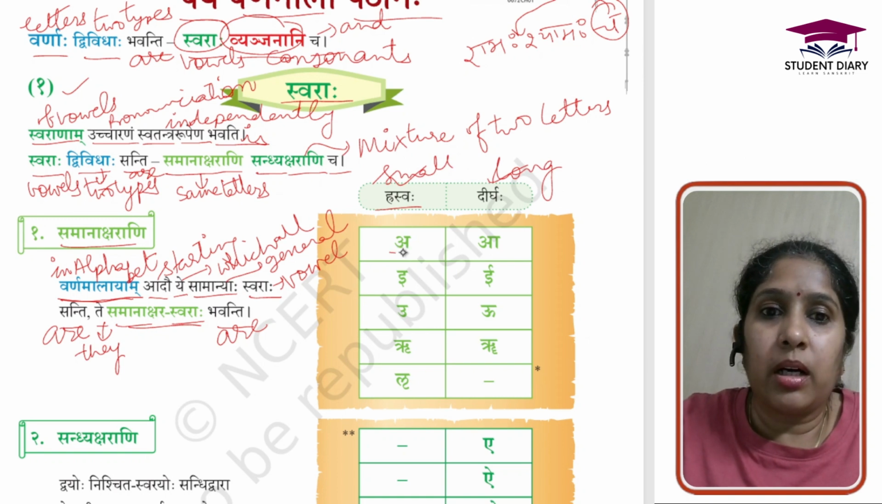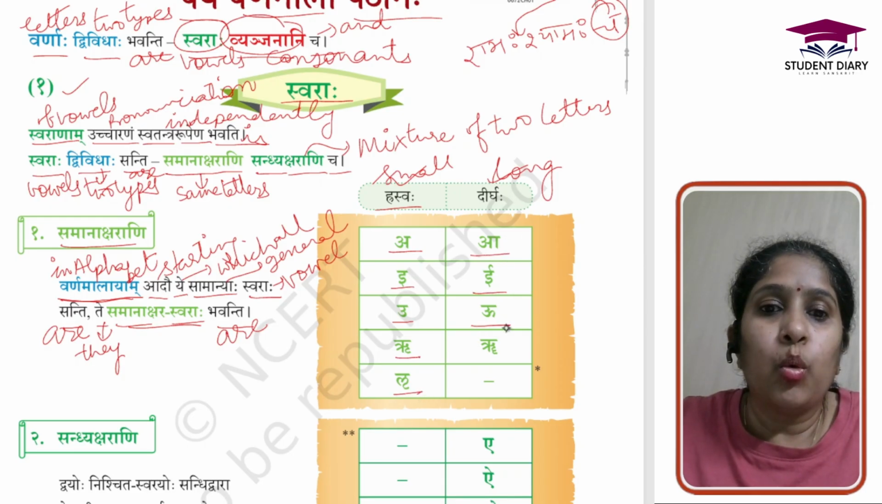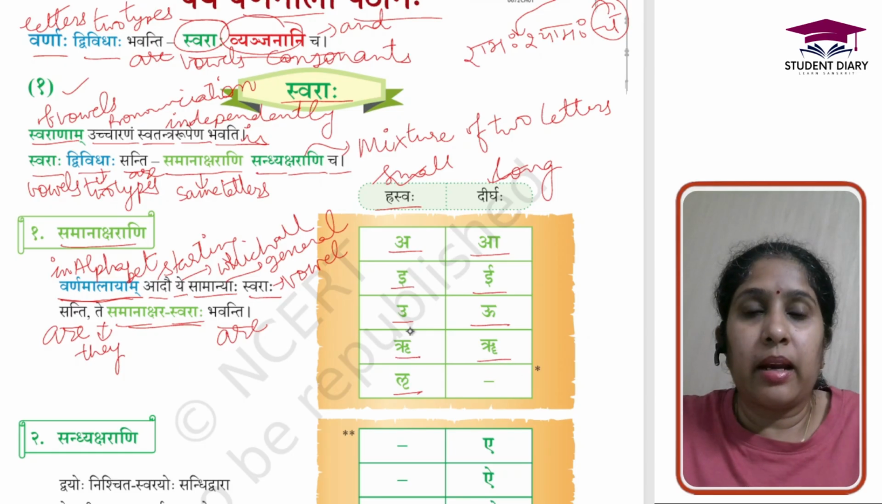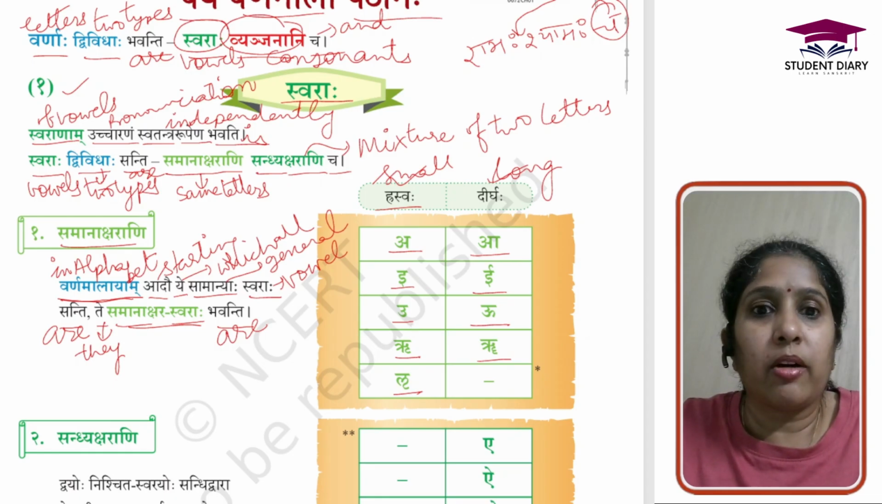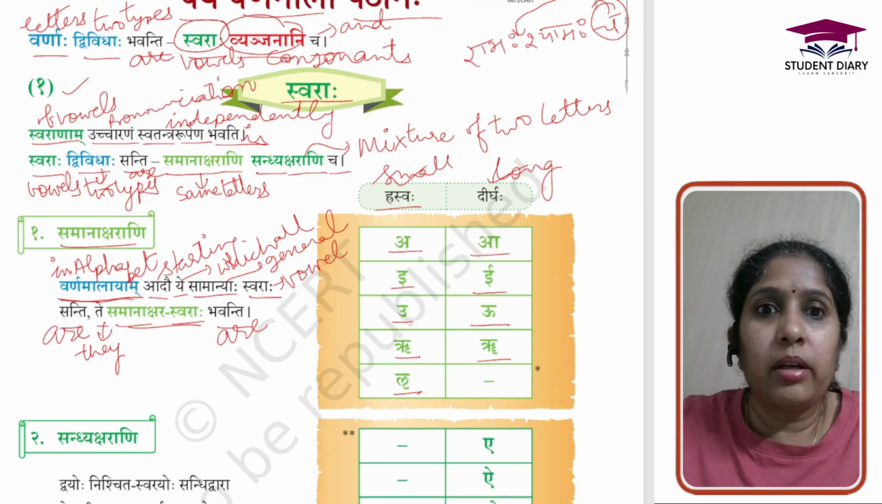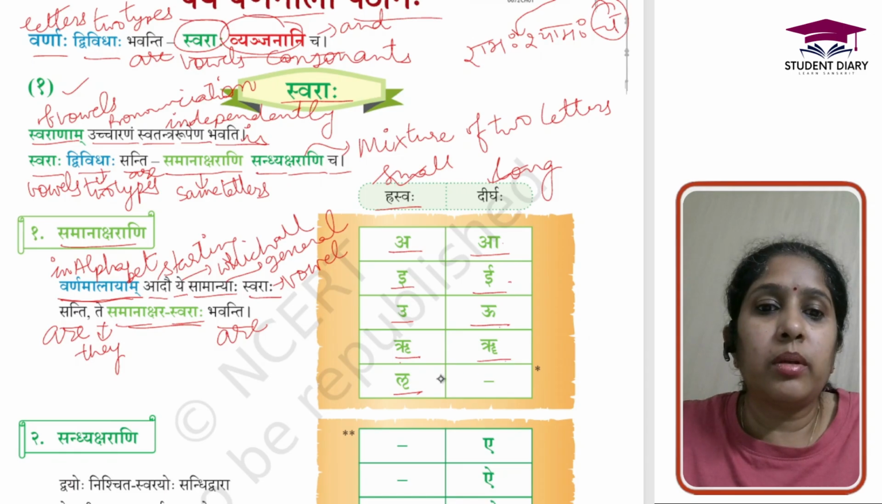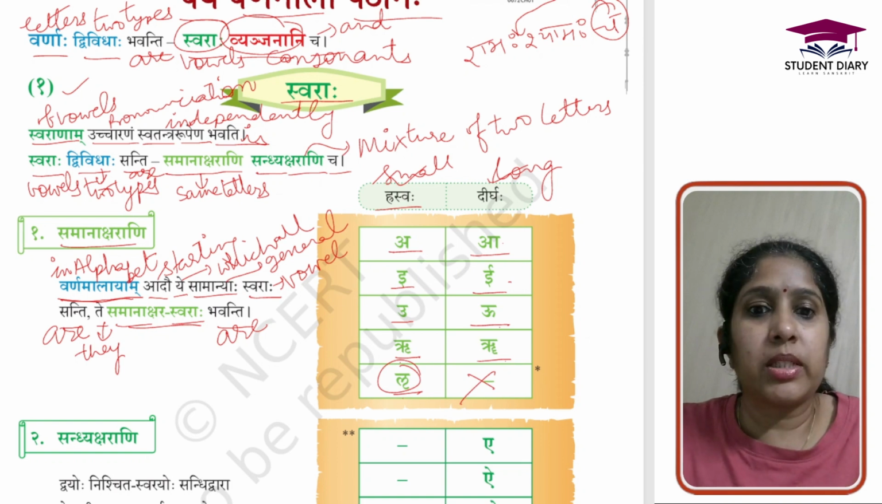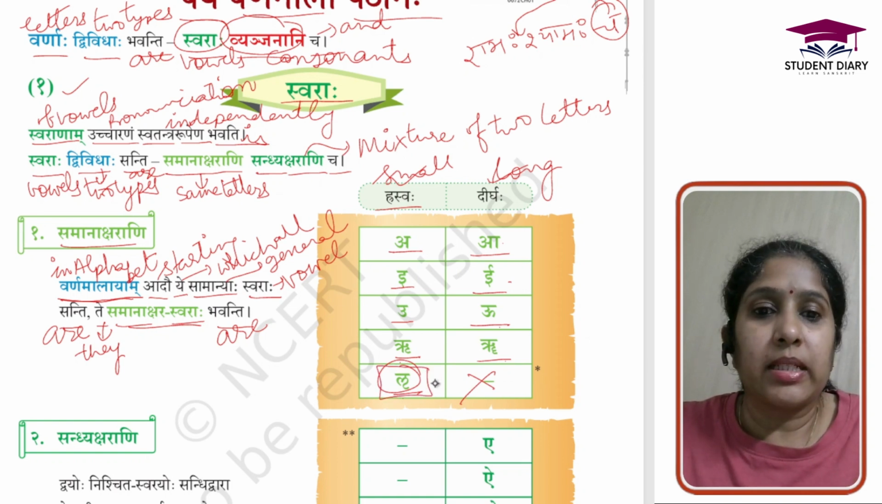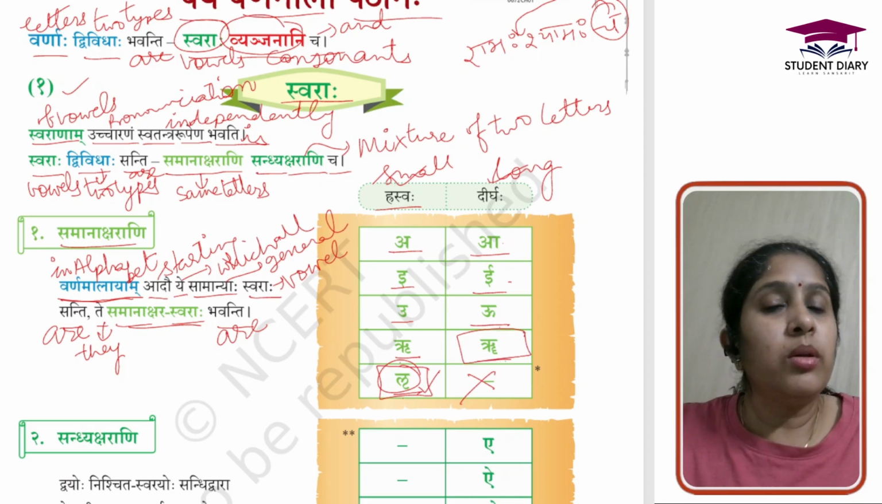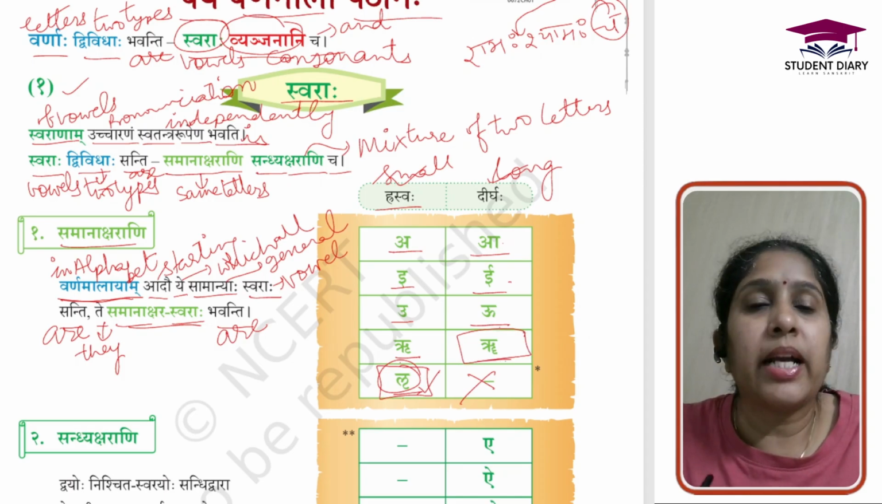In the hrasva swar we have a, i, u, ru and a second ru. In dirgha we have a, i, u, ru. So hrasva takes the minimum time and dirgha takes double of that. And in order it goes a, i, u, ru, and the long ru. For ru, there is no dirgha. Only hrasva is there, and this letter we also use very less. This ru and the double ru we use less in our general sentences.